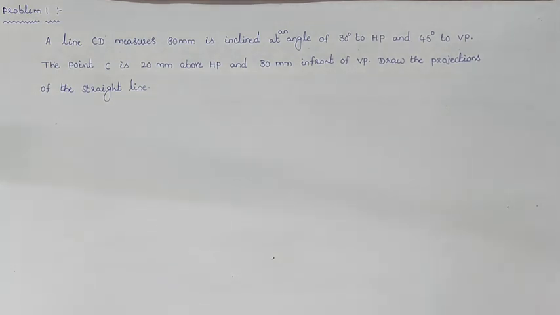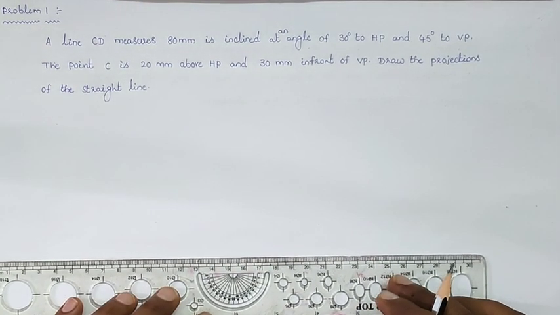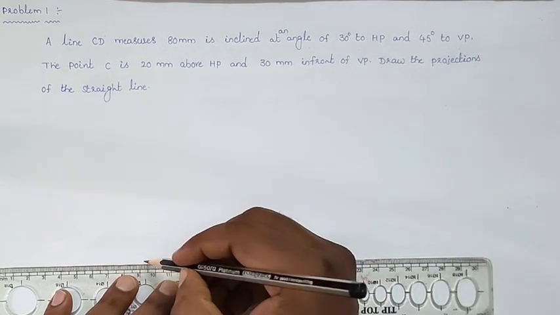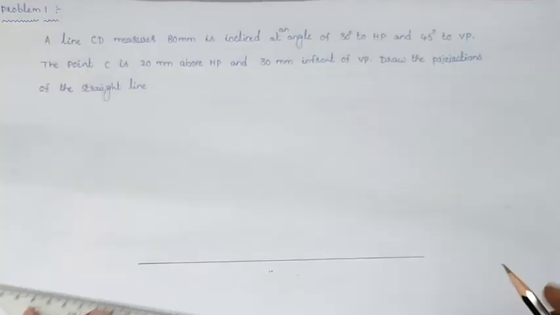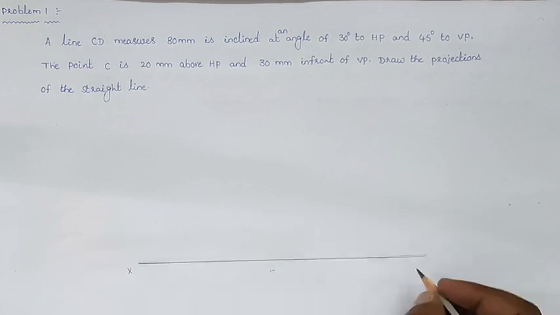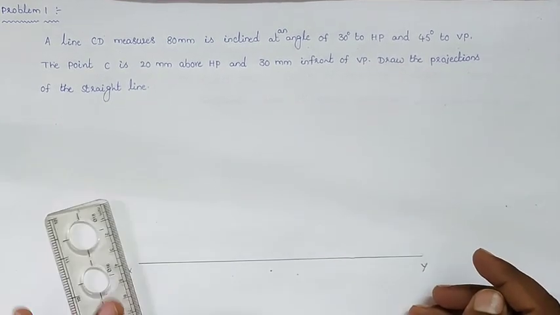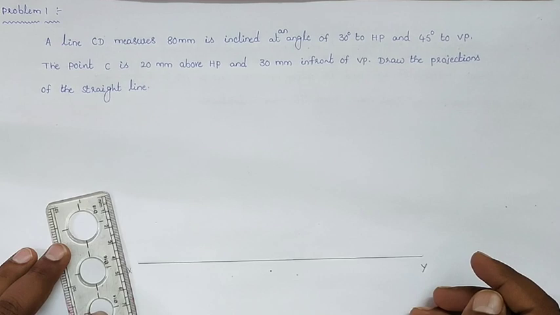Here a problem is given: a line CD measures 80 mm long, is inclined at an angle of 30 degrees to the HP and 45 degrees to the VP. The point C is 20 mm above HP and 30 mm in front of the VP. Draw the projections. In these problems, first of all we draw the reference line XY. After drawing the reference line XY, draw the projections of point C and point D.